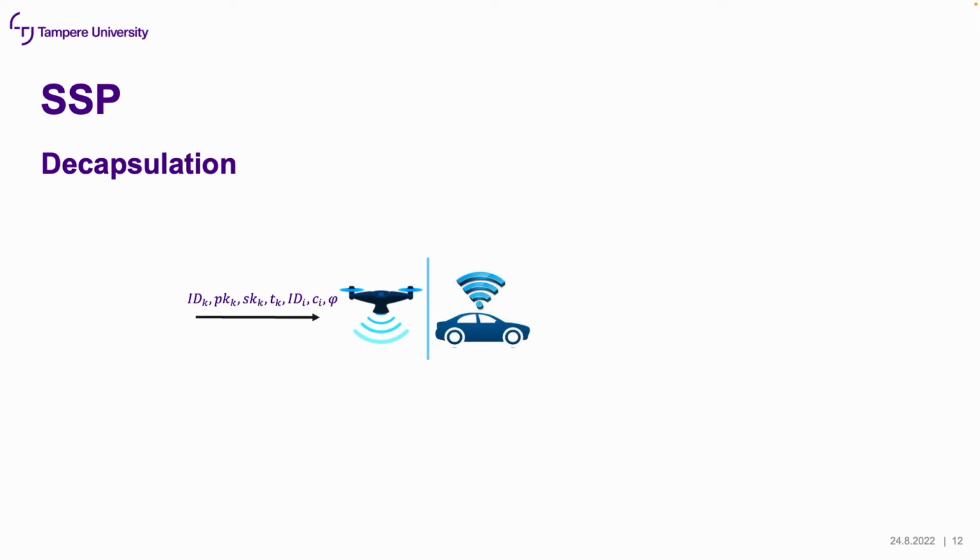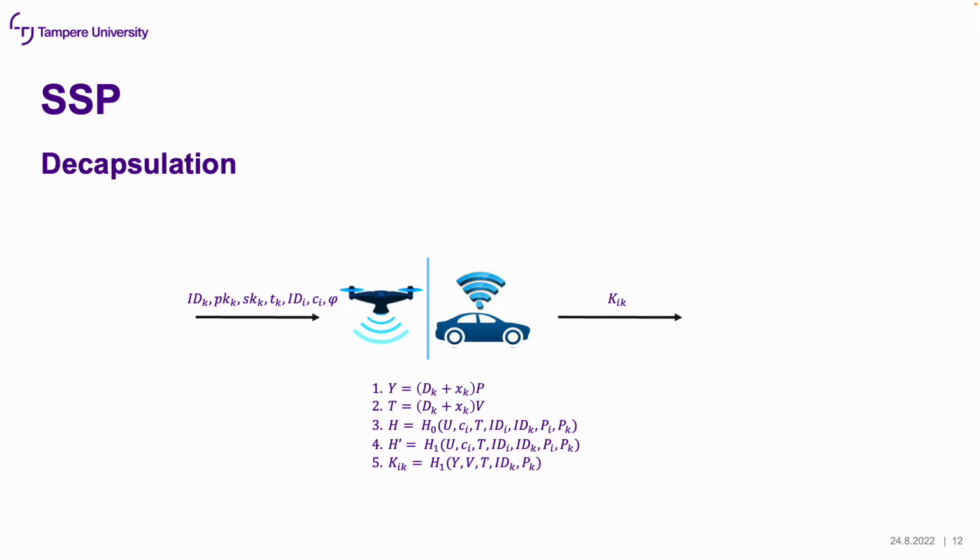Now, upon receipt of this encapsulation parameter, the recipient also takes as input the ciphertext, its full private and public key, the identity of the sender, and the time constraint. Compute Y, compute T, compute H prime, and then the recipient is able to compute the key that was used in the initial encryption. Now, mathematically, this has been proven to be correct.